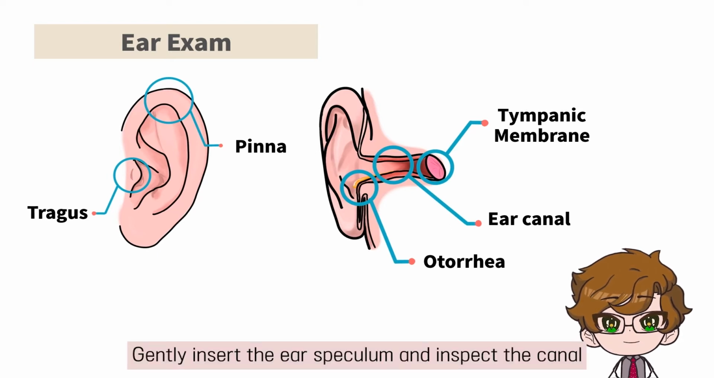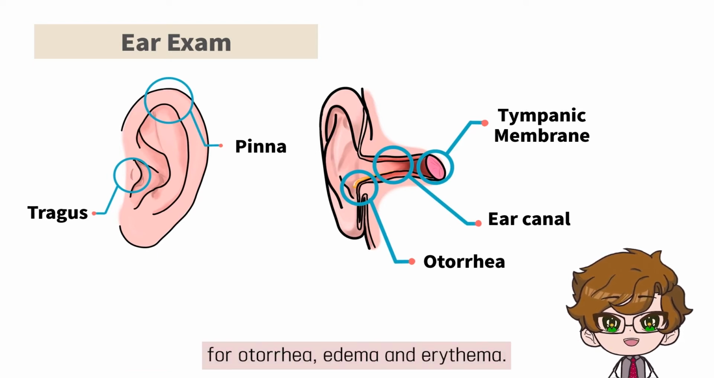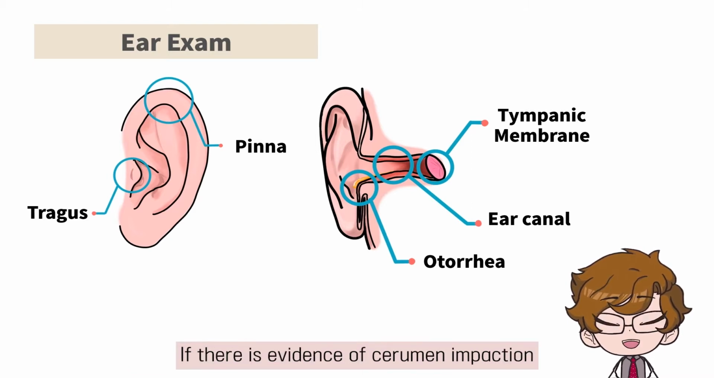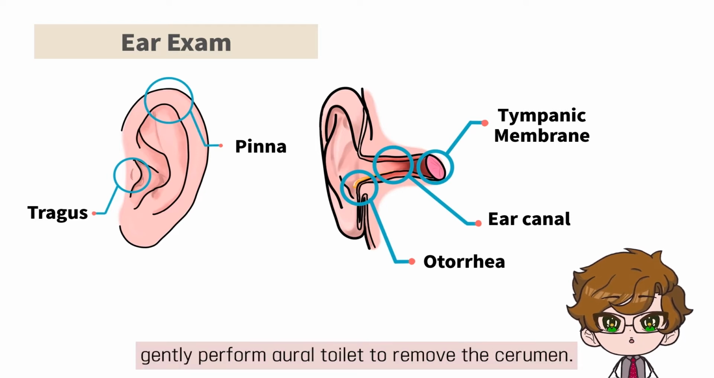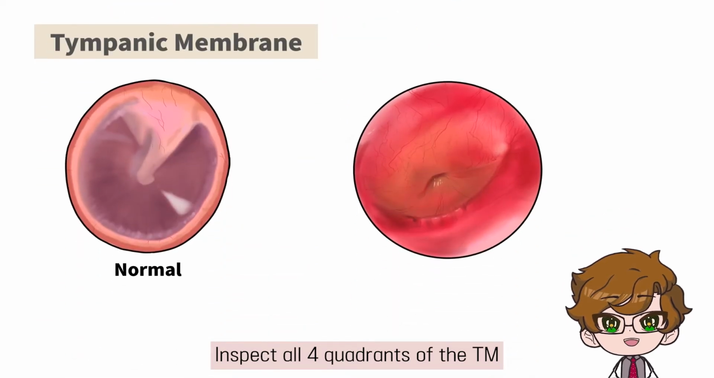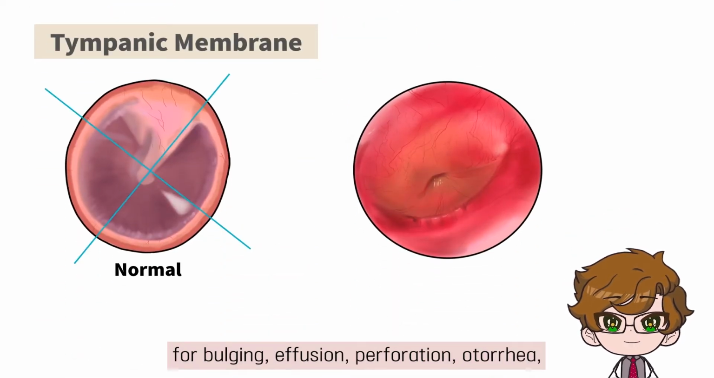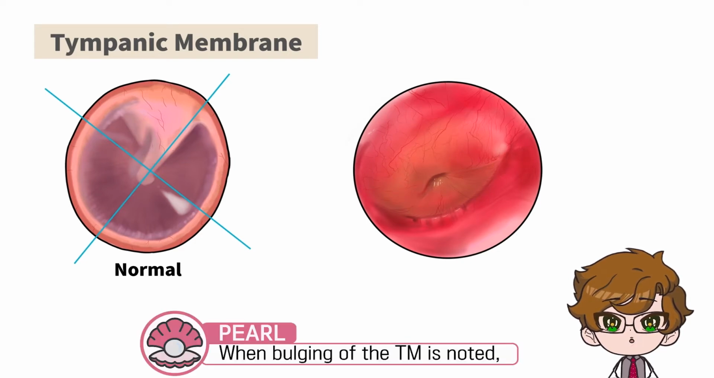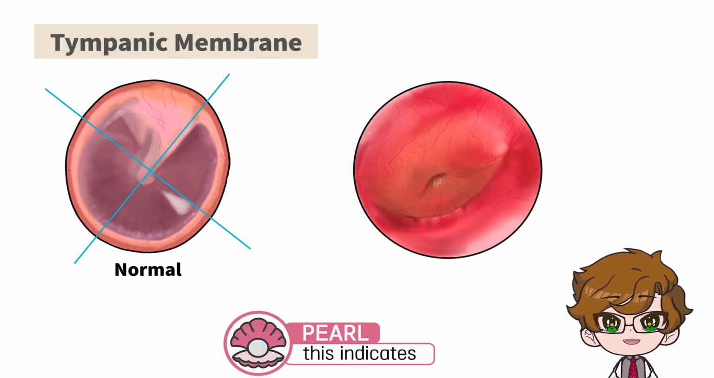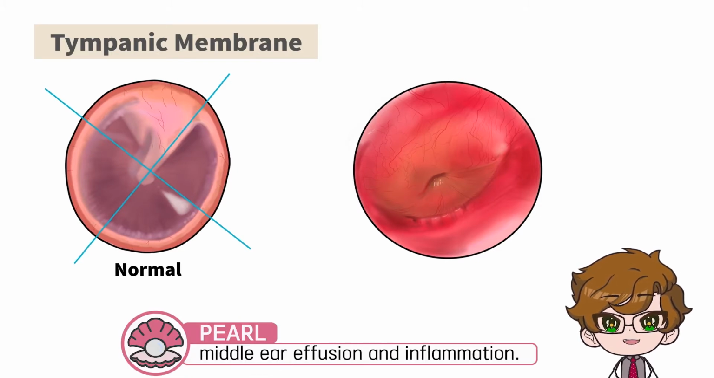Gently insert the ear speculum and inspect the canal for otorrhea, edema, and erythema. If there is evidence of cerumen impaction and TM cannot be visualized, gently perform oral toilet to remove the cerumen. Inspect all 4 quadrants of the TM for bulging, effusion, perforation, otorrhea, redness, or white or pale yellow color. When bulging of the TM is noted, this indicates middle ear effusion and inflammation.